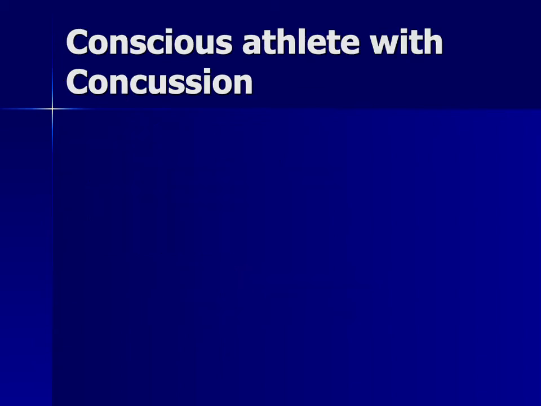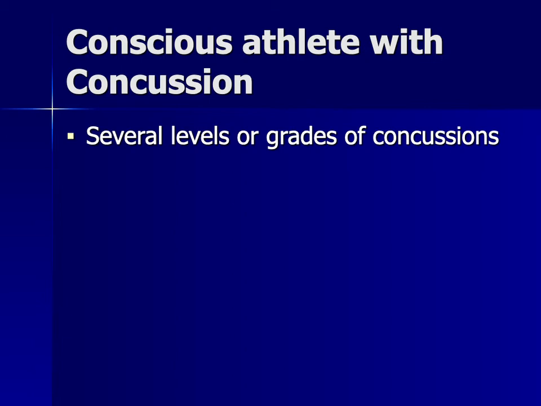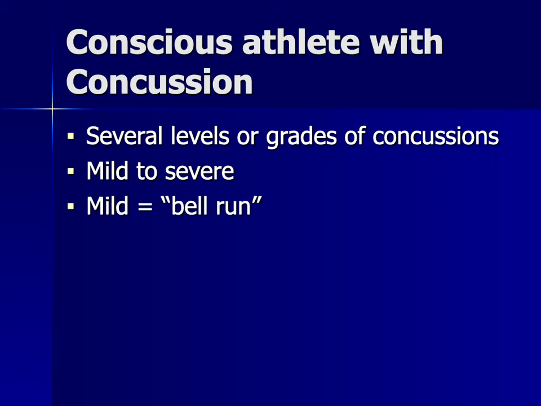Now we're going to talk about the conscious athlete with a concussion. So we used to talk about a bunch of grades of concussions. I think that's not really used all that much anymore. We'll just say it could be mild to severe. Mild is bell rung, not concussed. They could still have a concussion and not have any unconsciousness, but we'll just call it mild signs and symptoms. Severe is anybody who's lost consciousness.